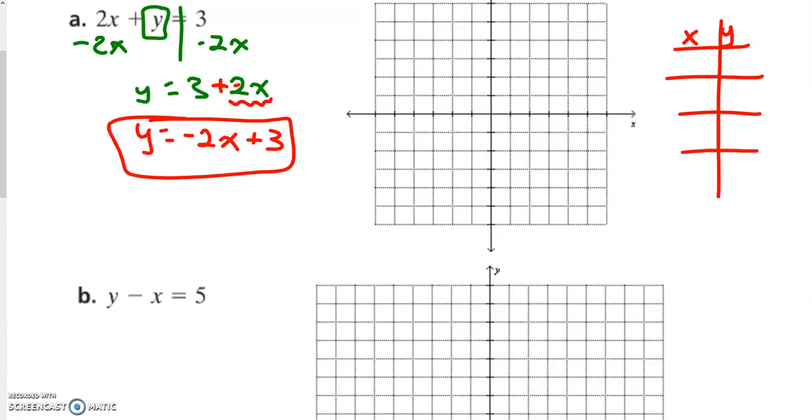And I can use whatever I want for x. I'm going to do 0, 1, and 2. Substitute a 0, I get a 3. Substitute a 1, I get a 1. Substitute a 2, I get a negative 1.